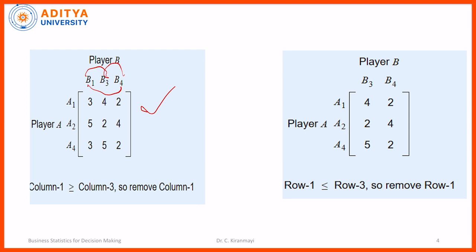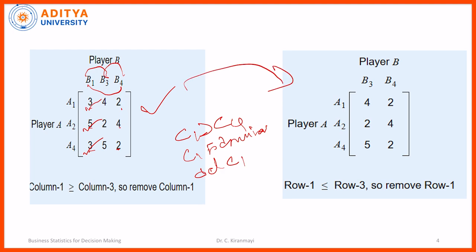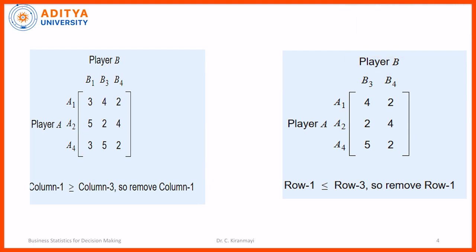So, let us consider B1 and B4, that is column 1 and column 4. 3, 2, 3 is maximum, 5, 4, 5 is maximum, 3, 2, 3 is maximum. Therefore, we can say that column 1 is greater than column 4, that is column 1 is dominating. Therefore, delete column 1. The resultant matrix will be this one after deleting column 1. Okay. And now, we have 2 columns and 3 rows.